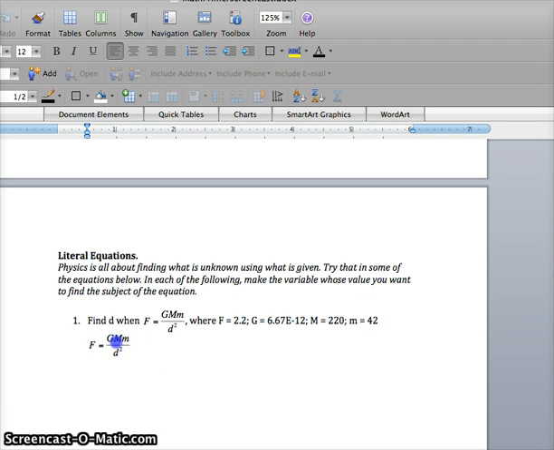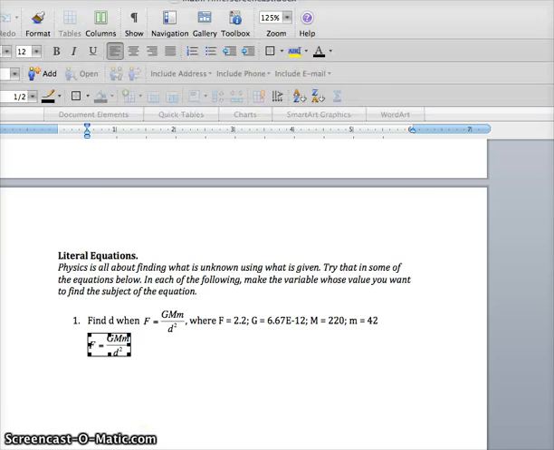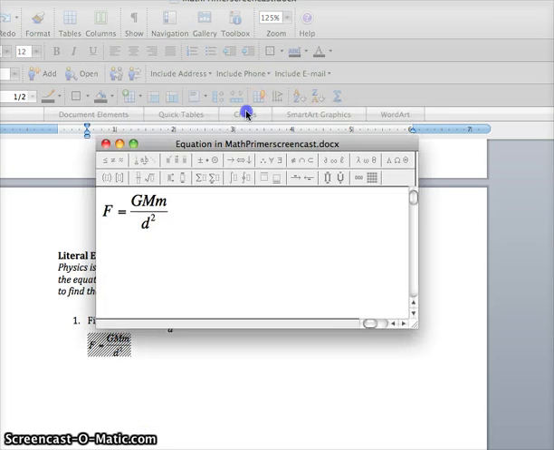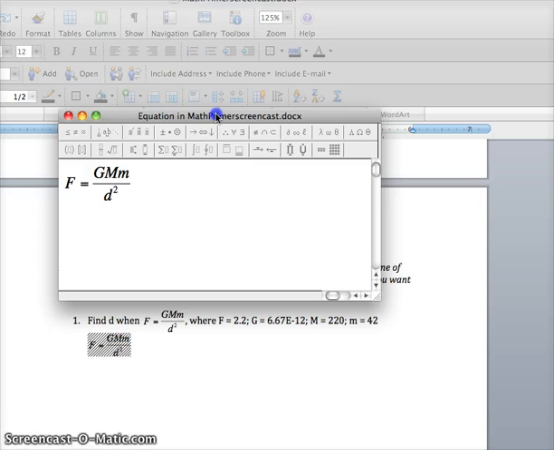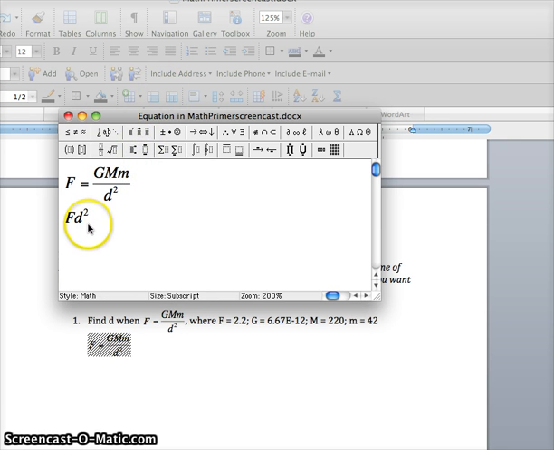But let's just start to work with the equation. Remember, the first thing I want you to do is to make what you're trying to find the subject of the equation. So you want to make d the subject of the equation. If we first multiply both sides by d squared, we get f d squared equals G M m. Then we divide both sides by f.